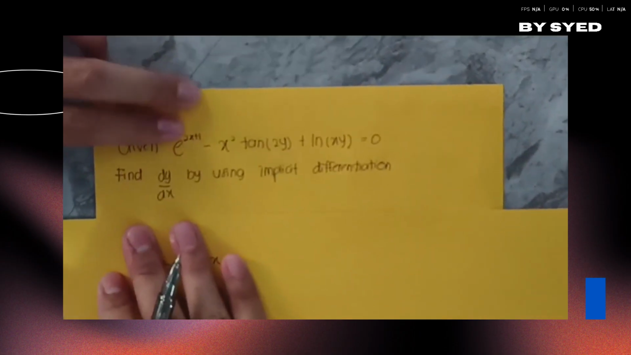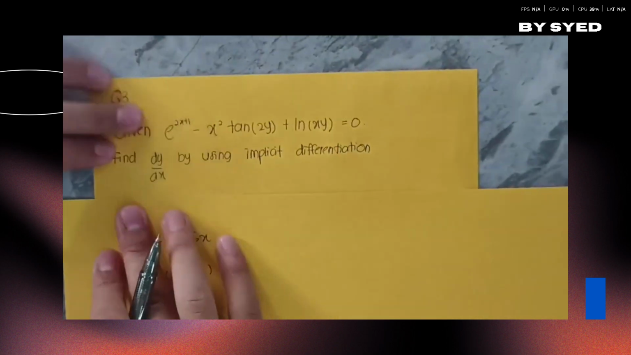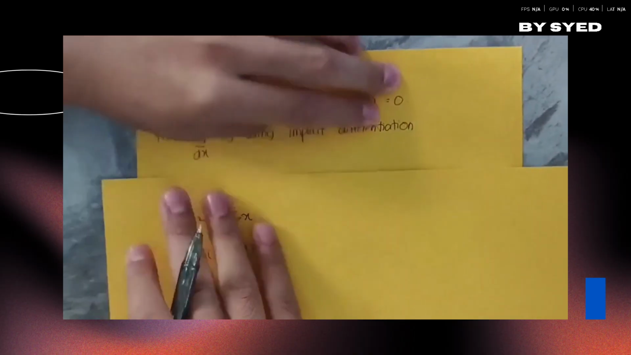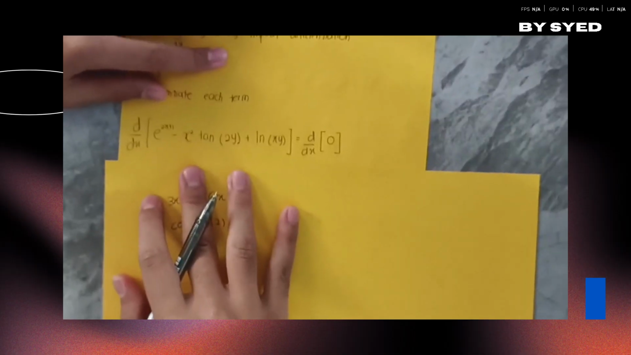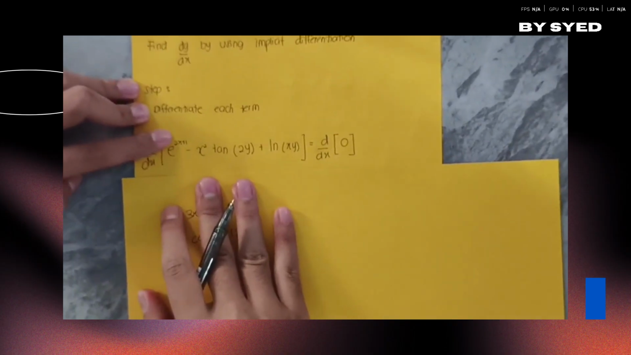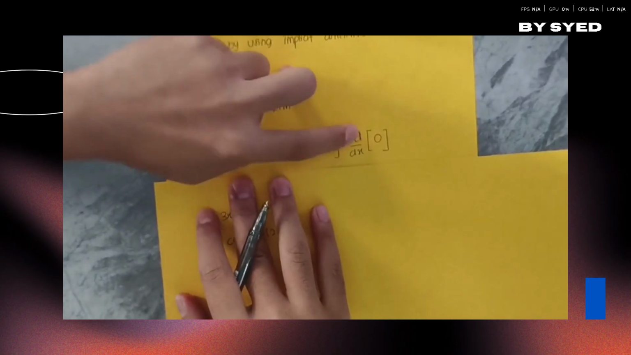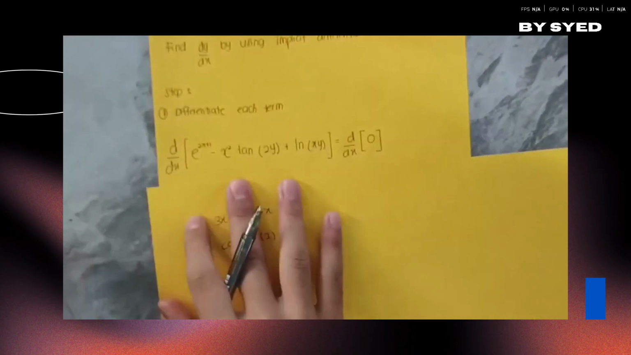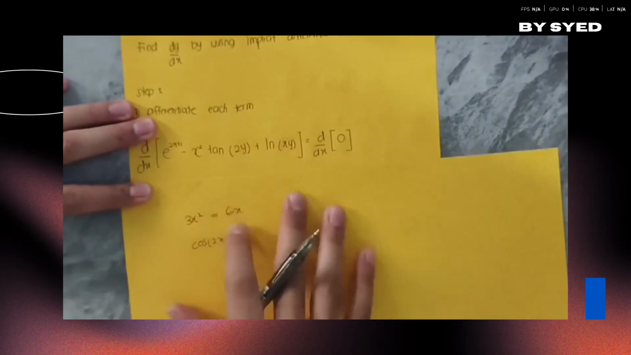Given e to the power of 2x plus 1 minus x squared tan 2y plus ln xy equal to 0. Find dy over dx by using implicit differentiation. Okay. First step, you need to differentiate each term like this. d over dx in the bracket, e to the power of 2x plus 1 minus x squared tan 2y plus ln xy equal to d over dx of 0. After that, you need to differentiate all this in the bracket.